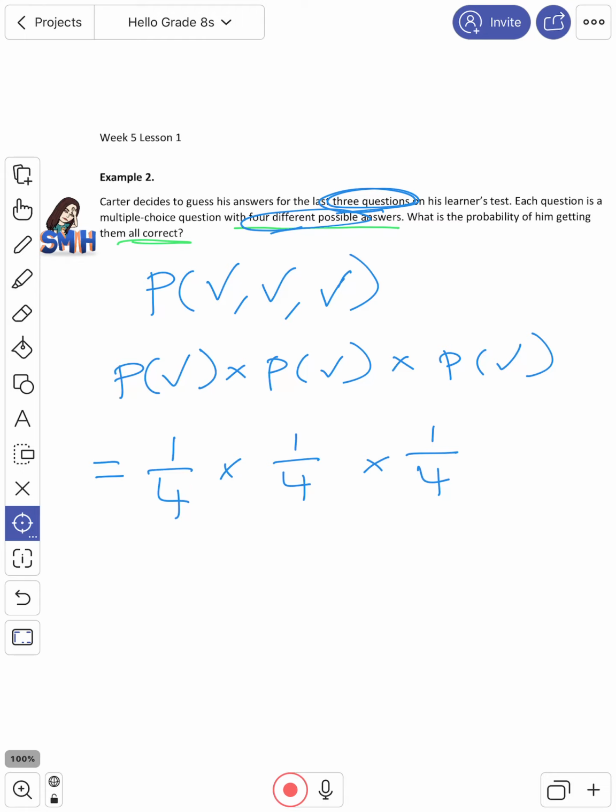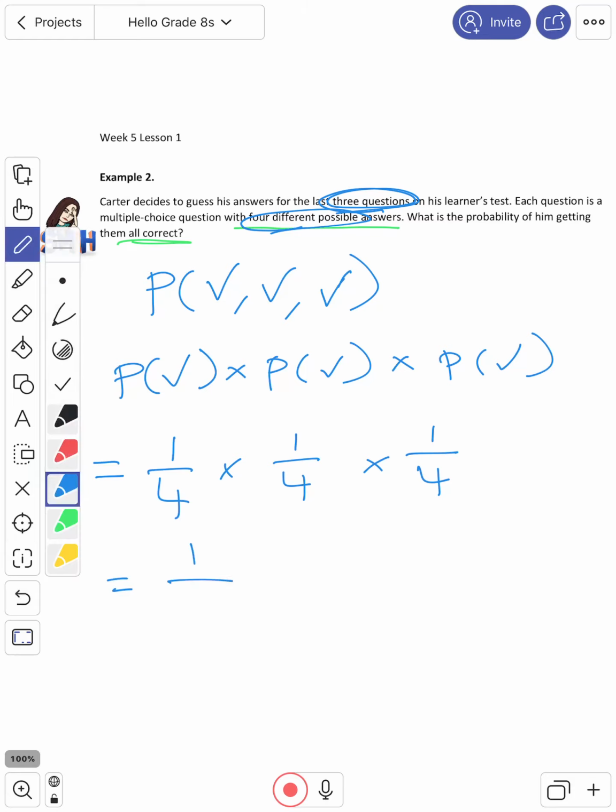And he's going to guess on the last 3 questions, so we're going to multiply 3 1/4s. When we do that, all the numerators multiplied together give you 1. All the denominators multiplied together give you 4 times 4 times 4, what is this, 16 times 4? 64. So Carter has a 1 out of 64 chance, 1/64, probability of getting all the last 3 questions if he decides to guess his answers.